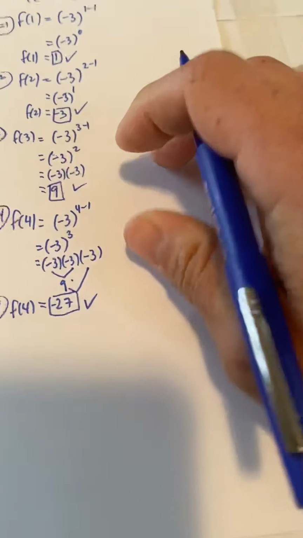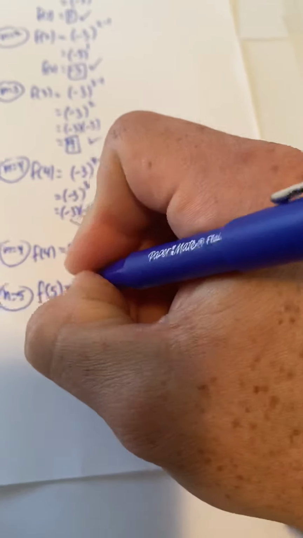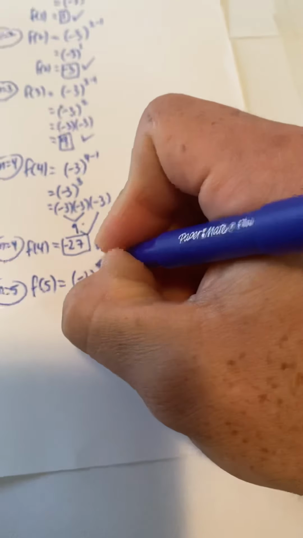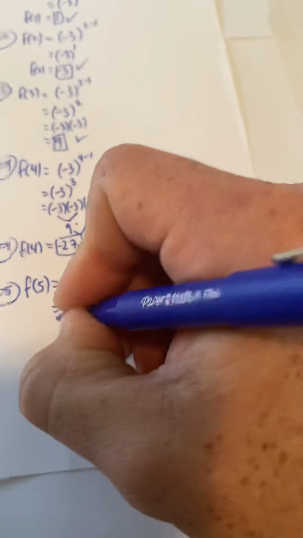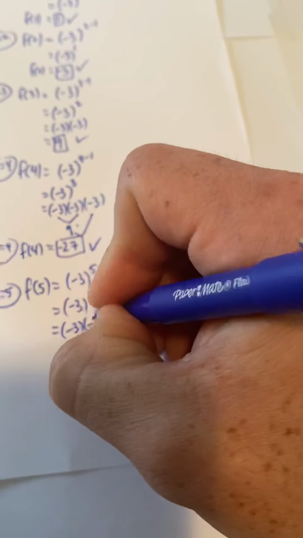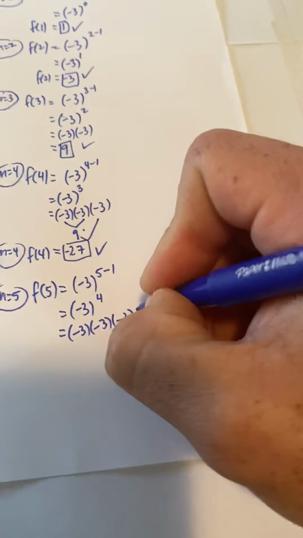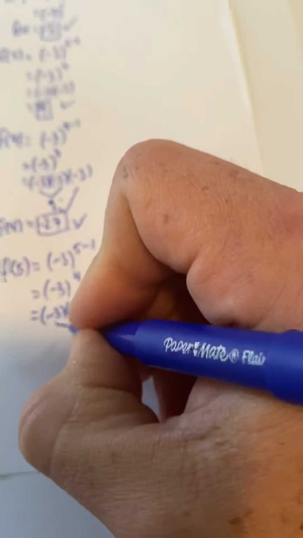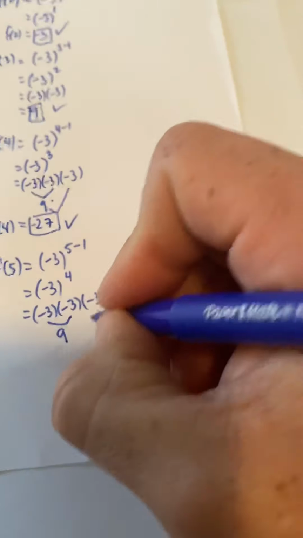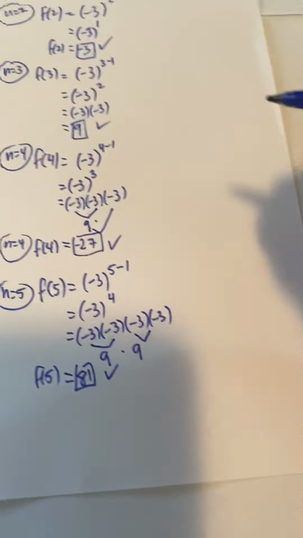Okay, so we need to do this 2 more times. So n equal to 5. When n is 5, you have f of 5, and you have the quantity of negative 3 to the 5 minus 1, and 5 minus 1 is 4. In this case, you can multiply negative 3 times negative 3 and so on, or you can just notice that you can multiply in any order. So negative 3 times negative 3 is 9, and same here. Now we notice that 9 times 9 is 81. So we could say f of 5 here is 81.